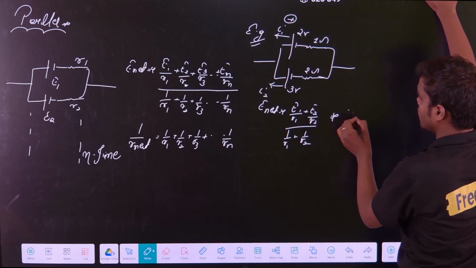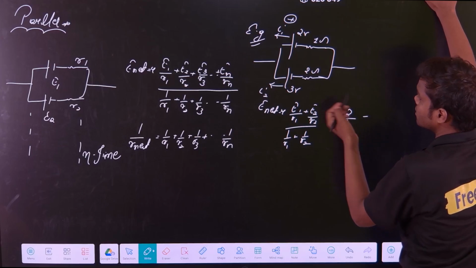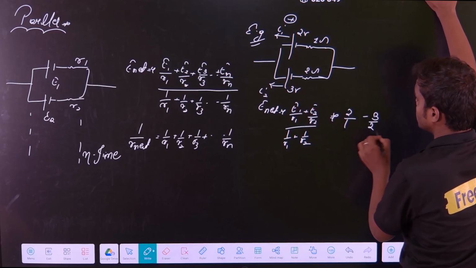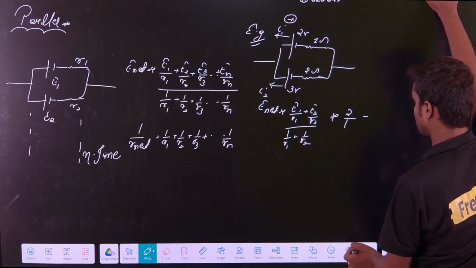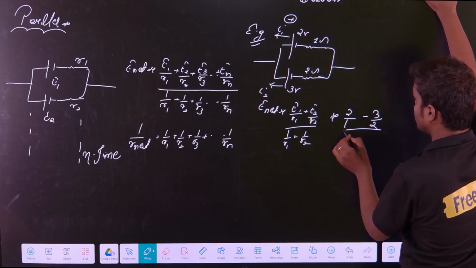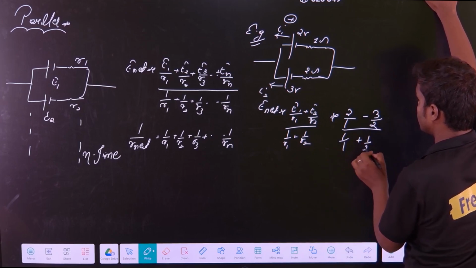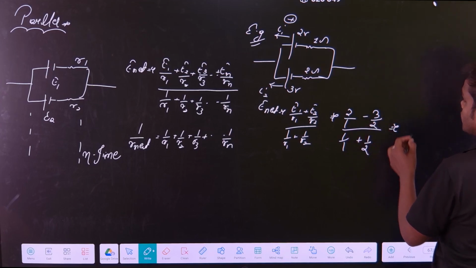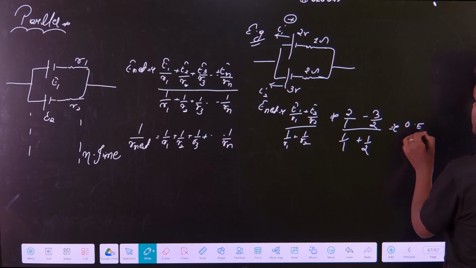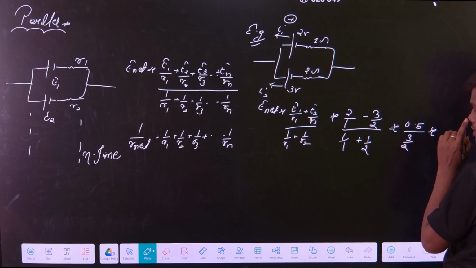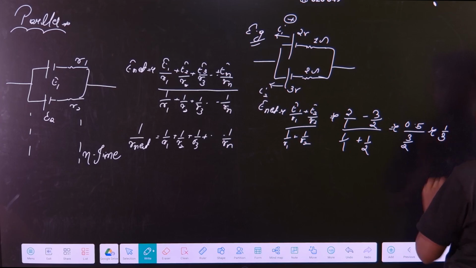So obviously you write directly the value 2 upon 1 minus 3 upon 2, divided by 1 by 1 plus 1 by 2. What is the value you will get? If you calculate, it is 2 minus 1.5, that is how much? 0.5. And here you will get 3 by 2. So that value becomes 1 by 3. So 1 by 3 volt is the battery.